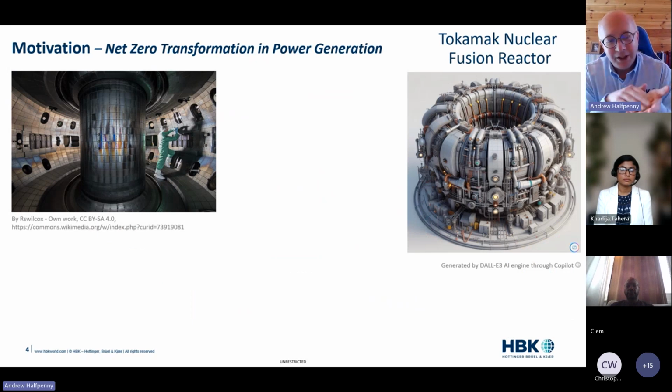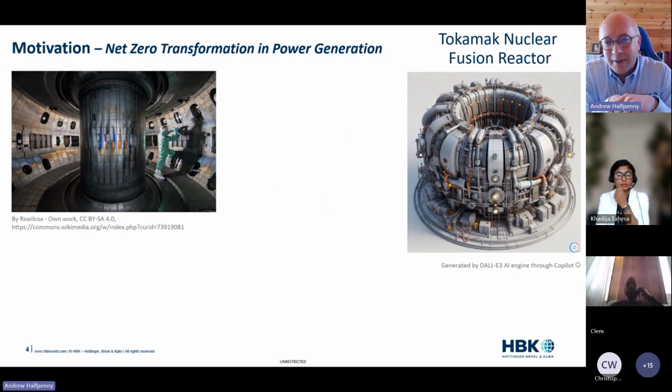Now, somewhere we've got to get that electricity. So that's where my little example here comes from of a nuclear fusion reactor. So on the left here, we can see the inside of a tokamak nuclear fusion reactor. And the guy there is doing some building, so he's there for scale.